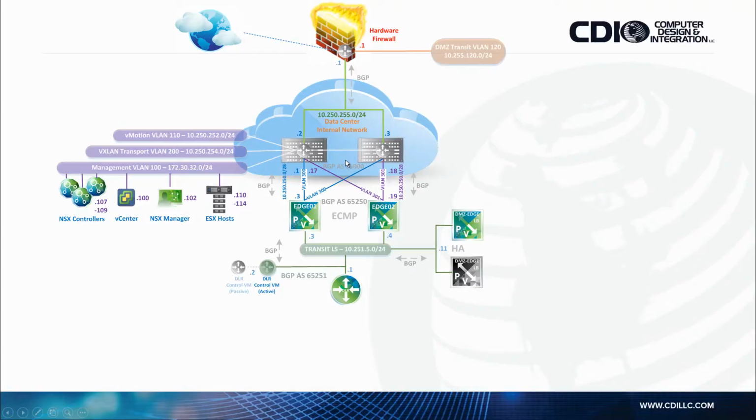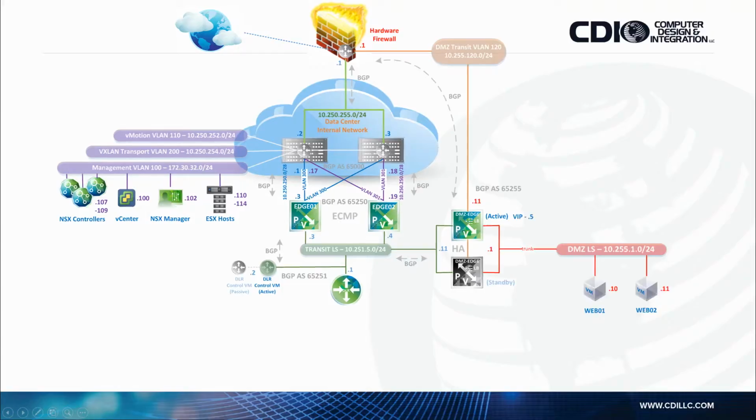And as I mentioned earlier, our 3-tier application needs to be accessed both internally and externally. So for our external access, we connect our DMZ edge gateways to both the transit internal data center, but also to the external DMZ transit VLAN 120. And we're BGP peering with the perimeter firewalls on the DMZ interface of the perimeter firewalls.